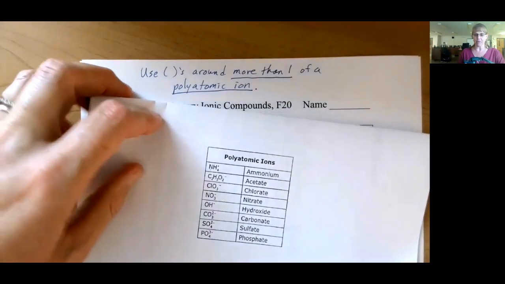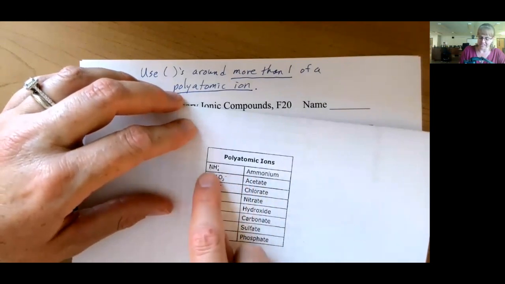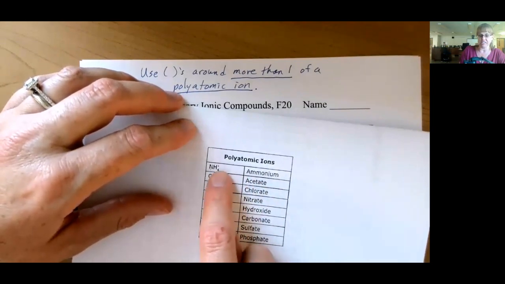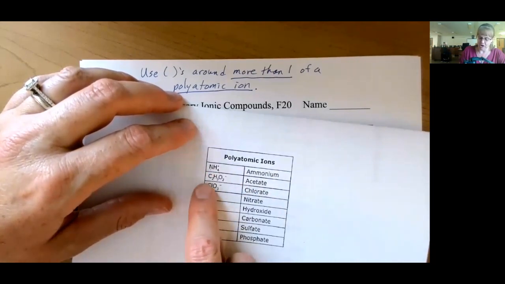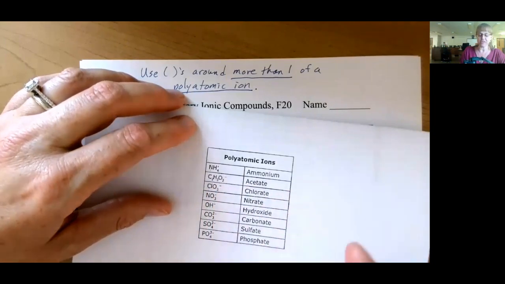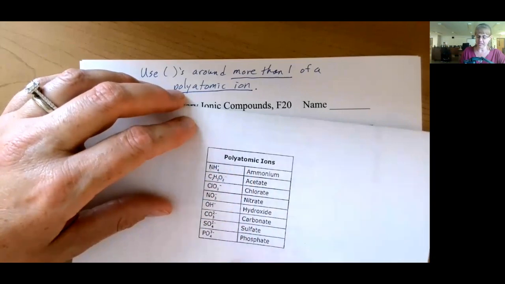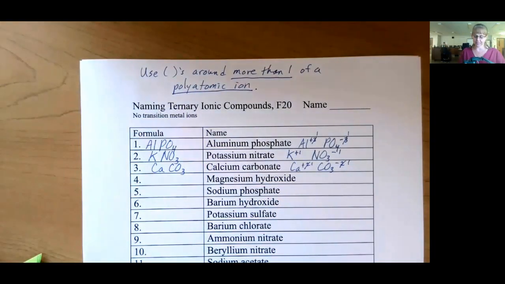And so these are all polyatomic ions because, for example, ammonium has 1 nitrogen and 4 hydrogens, so it has 2 types of elements. Acetate has 3 different elements, 2 carbons, 3 hydrogens, and 2 oxygens. You get the idea. So all of these polyatomic ions have more than one different atom in the ion.